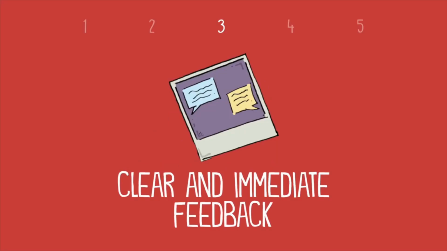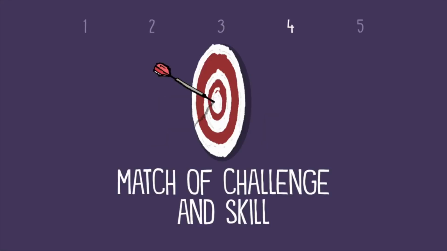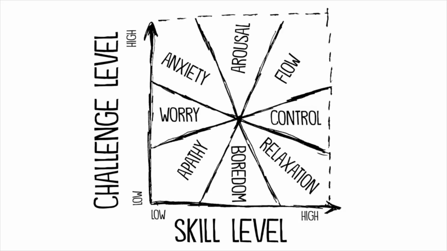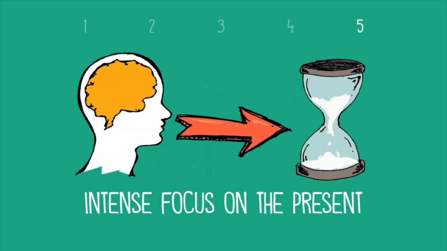Number three, the task needs clear and immediate feedback. You need to know what you're doing and where you're going. Number four, the challenge must match the perceived skills. This requires a sense of personal control or agency over the task. In 1987, researchers published the 8-channel model of flow shown here, and notice that if a task is too easy, you might experience apathy or boredom, but if a task seems too hard, you'll be anxious. The goal is to match both the skill level and the task at hand. And number five, it requires intense focus on the present moment.